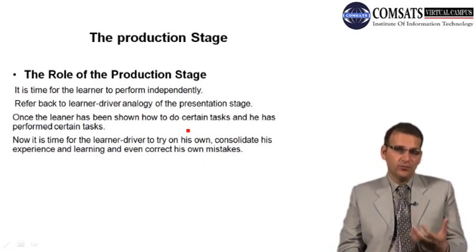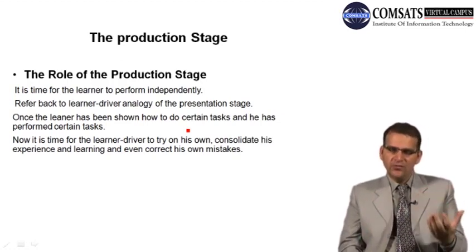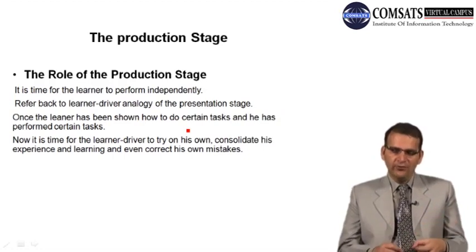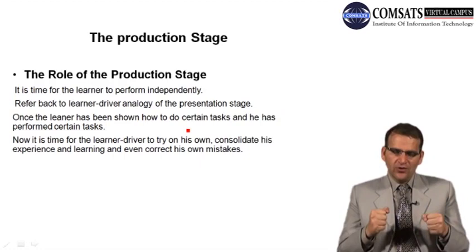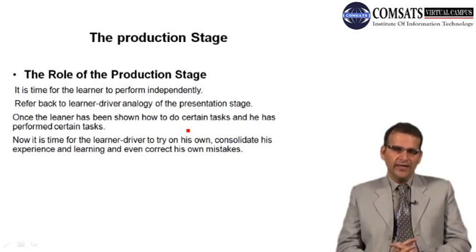So in this production stage that we are talking about, what happens? The learner, in fact, takes the control. The learner comes into the driving seat. That's why it is time for the learner to perform independently. We refer back to that learner driver analogy. Once the learner has been shown how to do certain tasks and has performed certain tasks, now it's a time for the learner driver to try on his own, consolidate his experience and learning, and even correct his own mistakes.